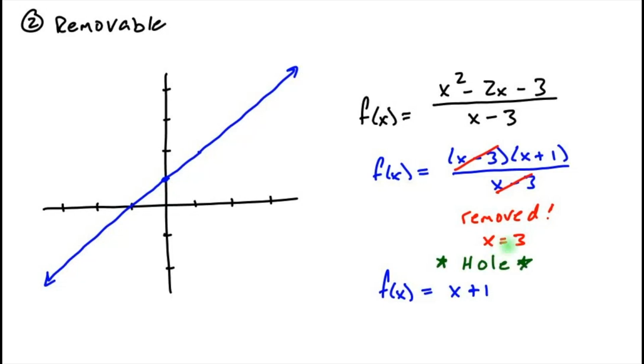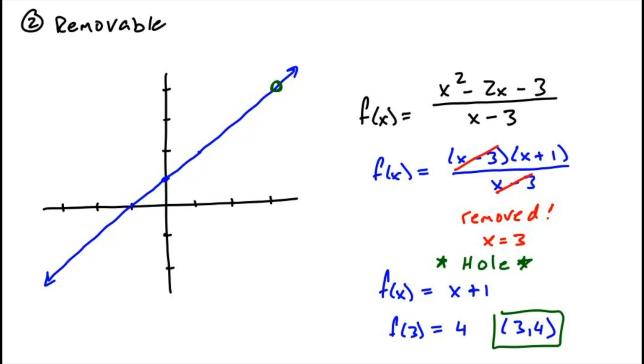And now you might need to find the y-coordinate that's associated with it. So if you ever need to find that, you just go ahead and plug in 3 to the function after you've simplified it. So f of 3 here would just be 3 plus 1. That'll be 4. So (3, 4) would be the coordinates of our hole. So we can go to our graph and throw in a little open circle there at the point (3, 4).